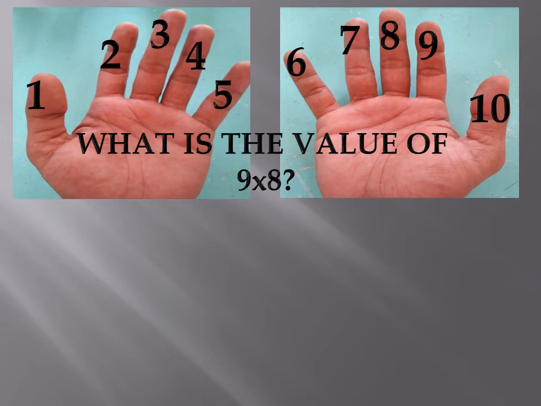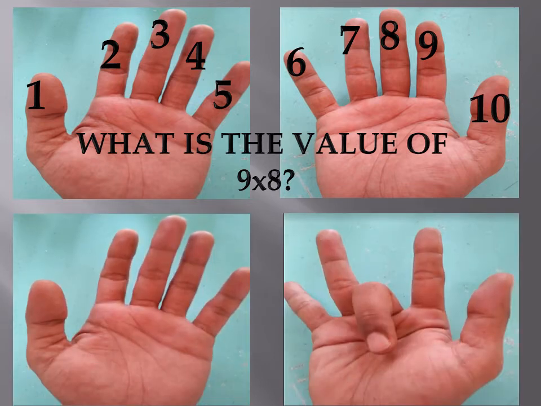Afterward, all we have to do is just to close the 8th finger, since the question is, what is the value of 9 times 8? 8 is the number being multiplied by 9, so that is why we have to close the 8th finger. For the next step, all we have to do is to count all the fingers before the 8th closed finger. We have 1, 2, 3, 4, 5, 6, and 7. There are actually 7 fingers before the closed 8th finger.